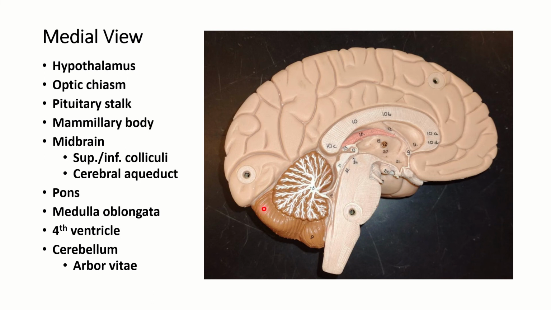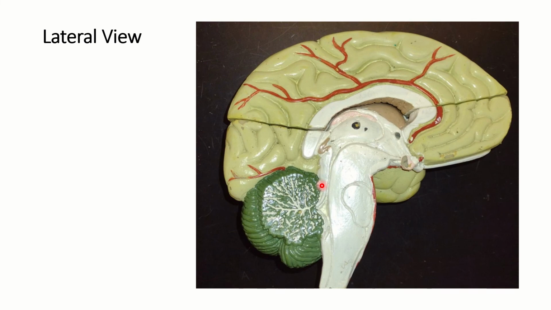And this is the cerebellum, this brown structure. And these white things that you see are the fibers, axons, and they are called arbor vitae. This is a different model, so this is still the medial view. This should be medial view, not lateral view.